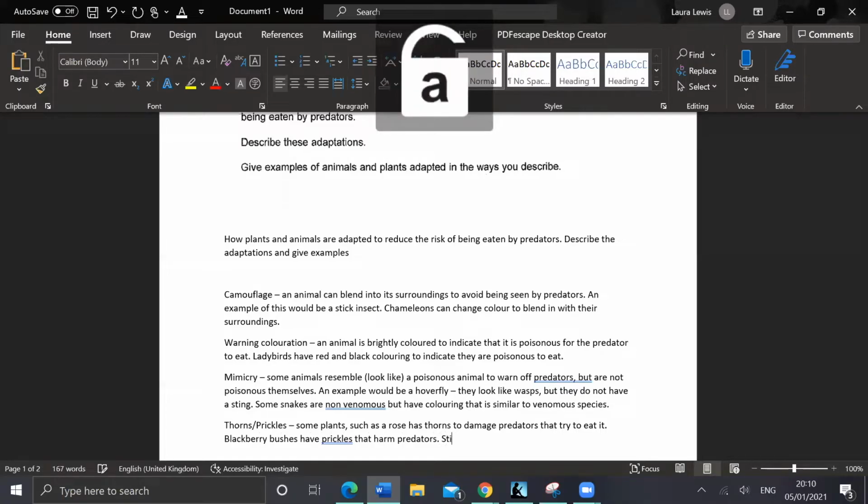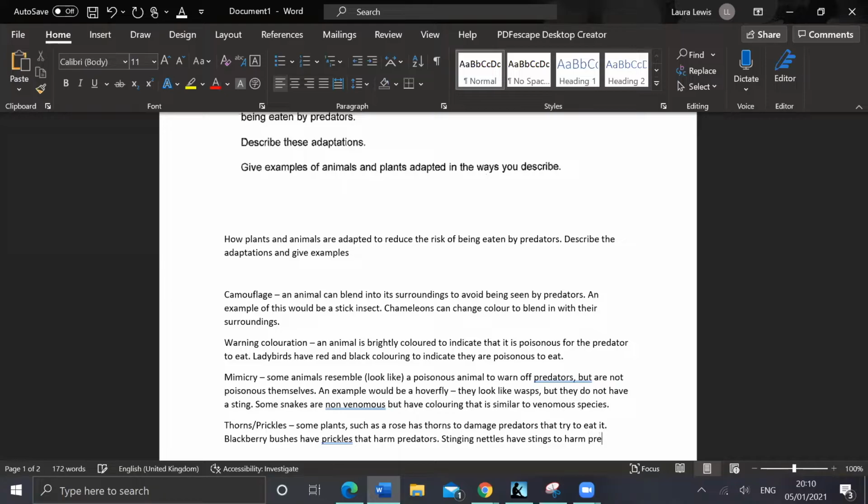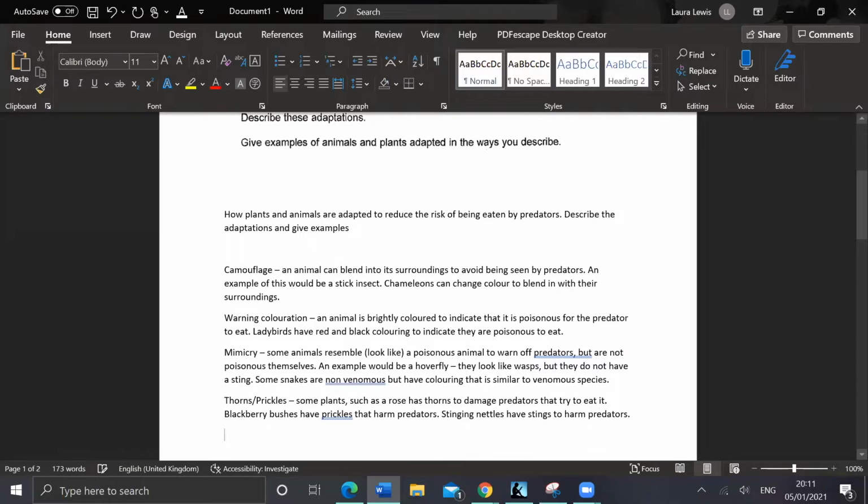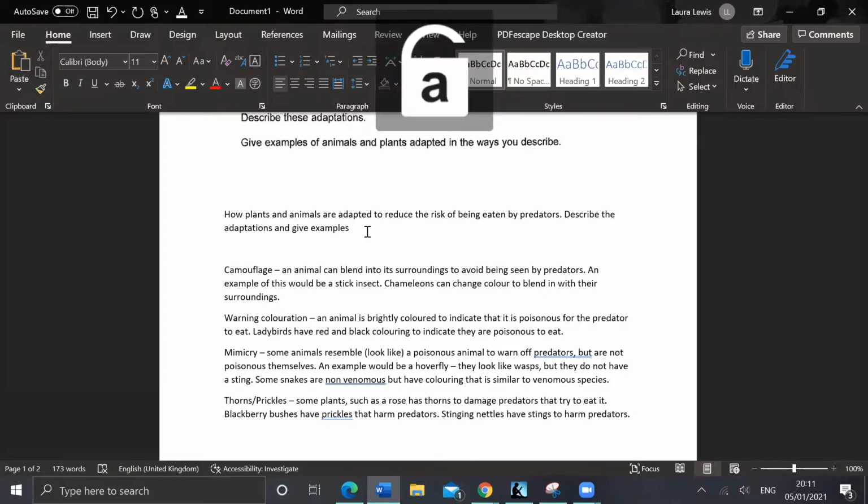And probably another very obvious one, stinging nettles. They have stings to harm predators. I mean, if you just touch it, isn't it so effective? Okay. So you could obviously have stings. You could have a jellyfish, couldn't you? So spines or horns. Think about this, lots of animals.